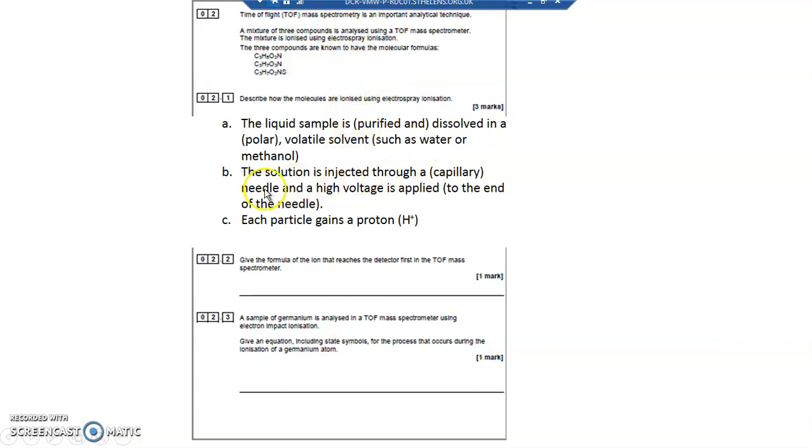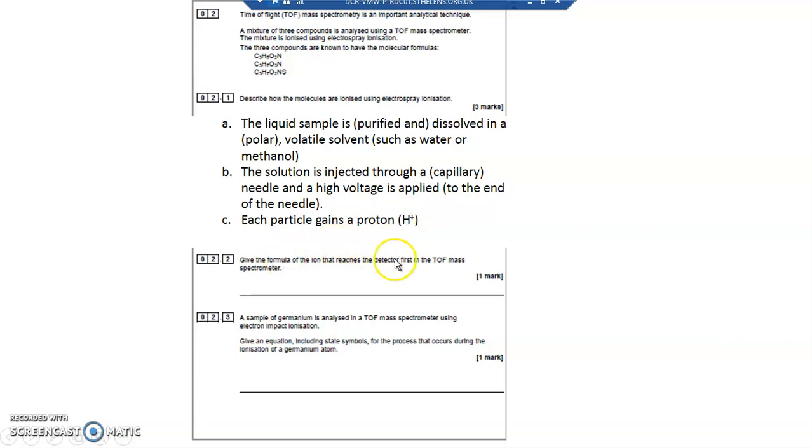through a capillary needle. A capillary needle is a needle with a hole going right the way through it. You get the marks for just saying a needle, and a high voltage applied. It's actually applied to the end of the needle, but saying a high voltage is applied as the solution is injected through a needle will get you the marks. And then importantly, you need to say each particle coming out, as a very fine mist incidentally, gains a proton or an H+ ion.